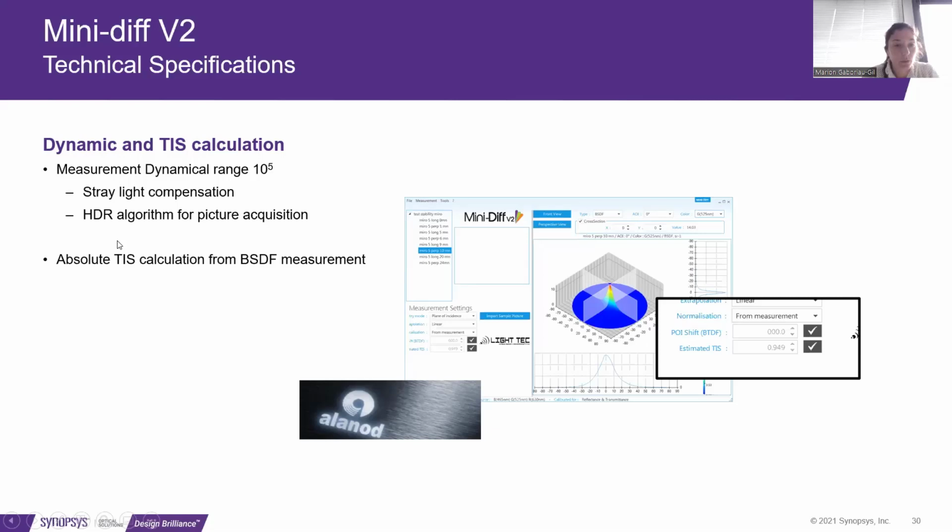It's possible to calculate the TIS from the BSDF measurements. Here you have an example with this black anodized sample, which has a reflectance of 95%. Here you have the TIS calculated from the BSDF measurement with the MiniDiff V2, and it's about 94.9%. So it's a really good result.